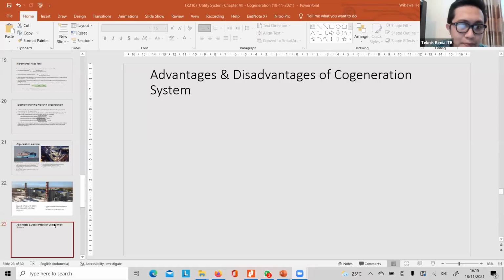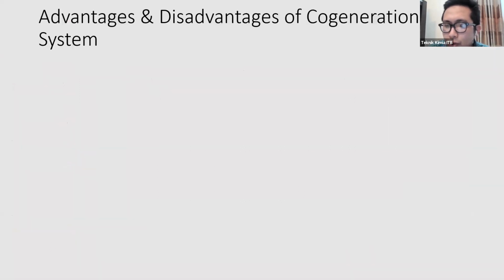Let me continue the course materials that have already been explained by Pak Miki. Maybe I will try to add additional course materials regarding the advantages and the disadvantages of the cogeneration system. So you have already learned regarding the cogenerations as well as the combined cycle. I have questions for all of you. If you can answer my questions, you can just turn on your mic and state your answer.